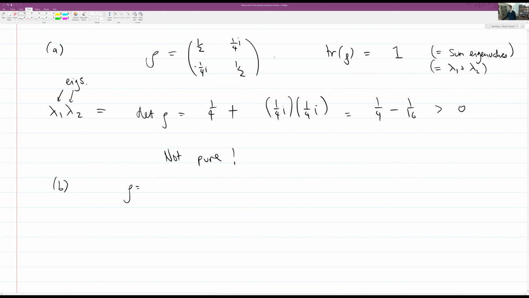Let's see if I can just think one up. Here's one. This is a pure state. Now, how could we convince ourselves of this fact? Well, think about this trick I showed above. The determinant of rho is 0, so that's a good starting point. It's positive because the trace is 1. But this doesn't tell us immediately that the state is pure.